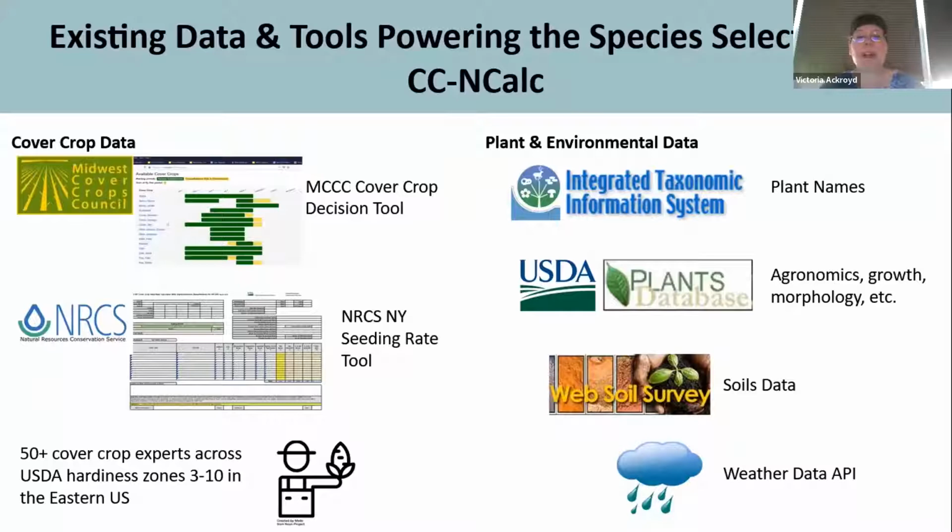And then finally, we absolutely cannot talk about tools without talking about the various experts across, in this case, USDA hardiness zones 3 through 10 in the Eastern US, who have gone through and vetted data, have done beta testing for both data, and have provided input at every step of the way when these tools have been created.